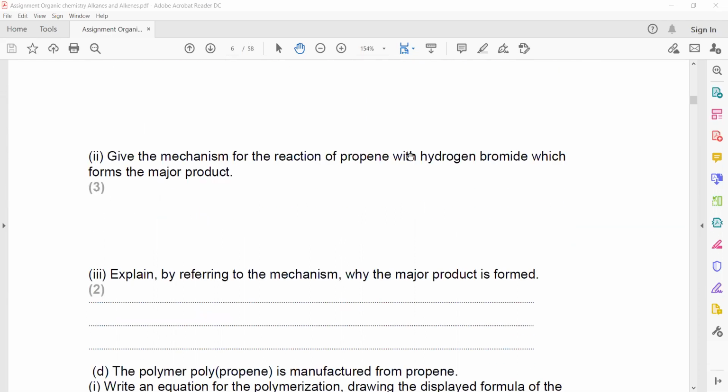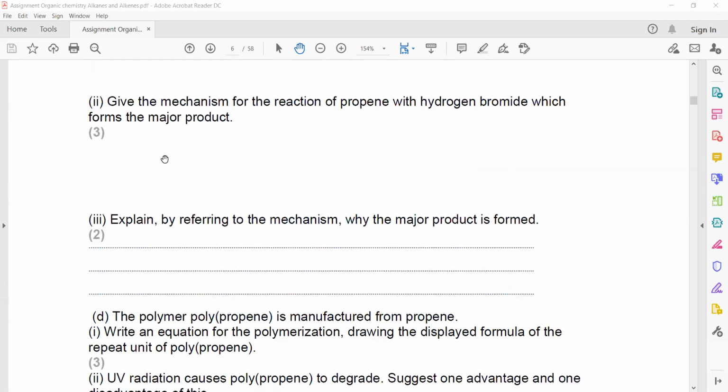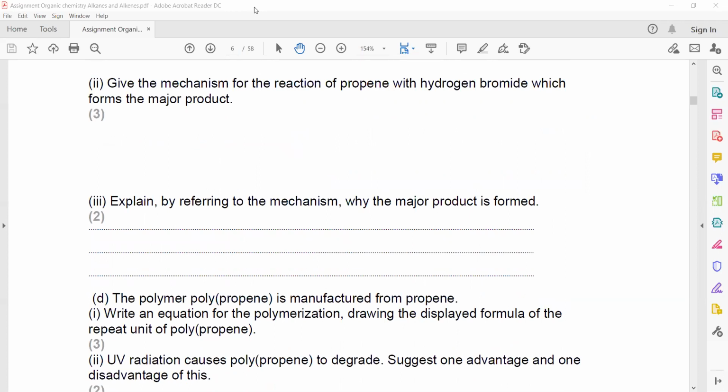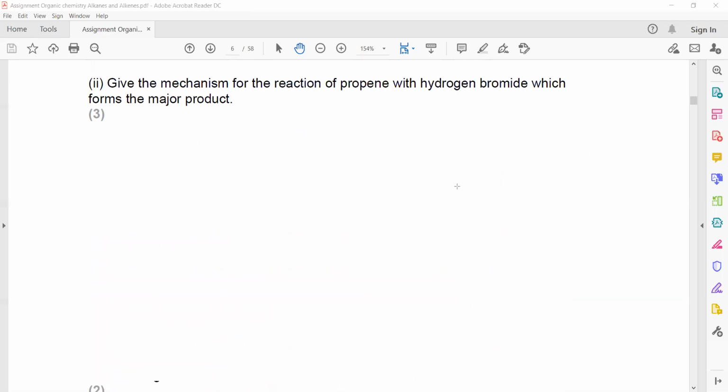In the next part, give the mechanism of the reaction of propene with hydrogen bromide, which forms a major product. So we have to show a mechanism. In the exam you will have more space, but here I reduced the space to adjust the question. You have to show a mechanism for this reaction, an electrophilic addition reaction, when propene is reacting with hydrogen bromide.